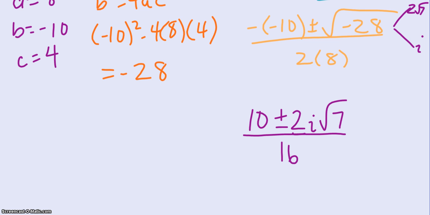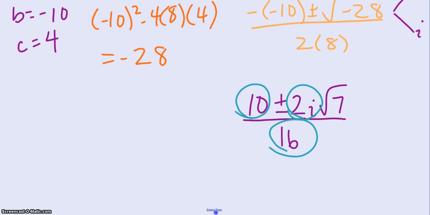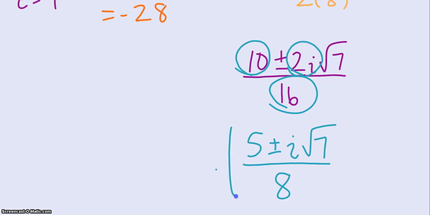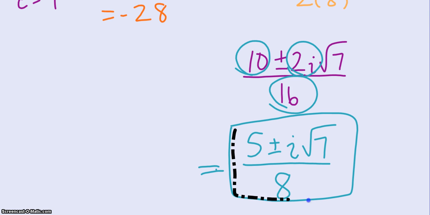Now, the question is do we have a number that will go into 10, 2i, and 16? The answer is yes. They're all even, so 2 will go into them evenly. So 10 divided by 2 is 5. 2 divided by 2 is 1, so we're just left with the i square root of 7. And 16 divided by 2 is 8. So our final answer is 5 plus or minus i square roots of 7 over 8.